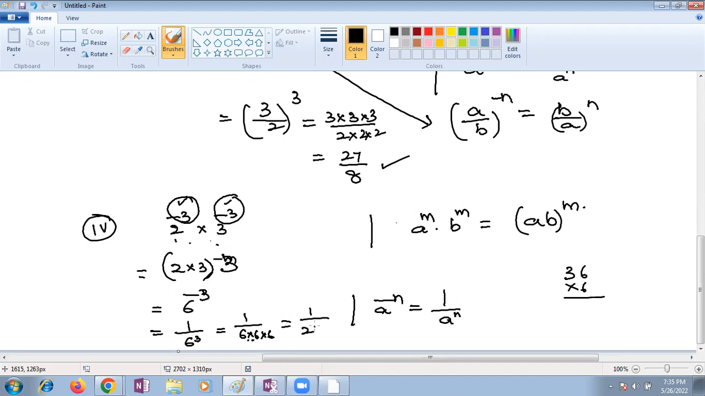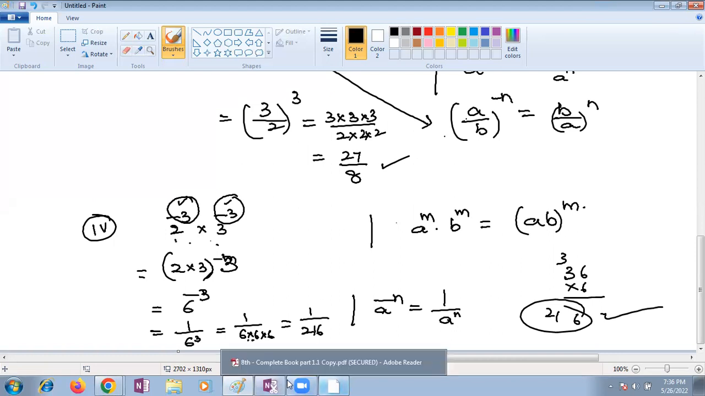216 is the right answer. That's why cubes should be learned, children. Squares till 15, cubes till 25 or 50, please write in one small white paper. You can stick it in your reading room. So the answer should be 1 by 216. Evaluate means you need to do 1 by 216.